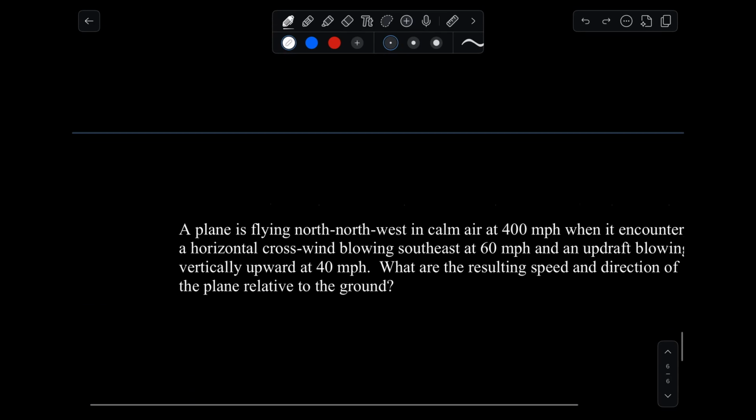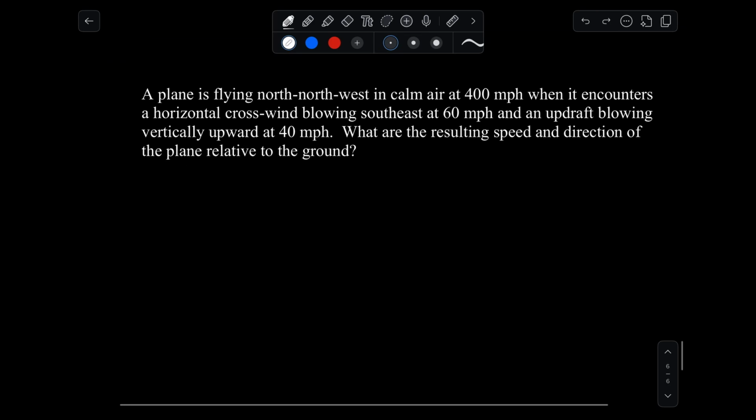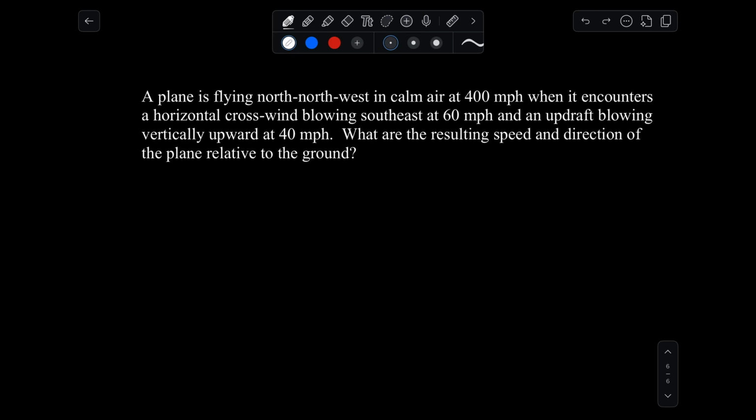And then for this last example, we have this. A plane is flying north-northwest in calm air and at 400 miles per hour when it encounters a horizontal crosswind blowing southeast at 60 miles per hour and an updraft wind blowing vertically upward at 40 miles per hour. What are the resulting speed and direction of the plane relative to the ground?